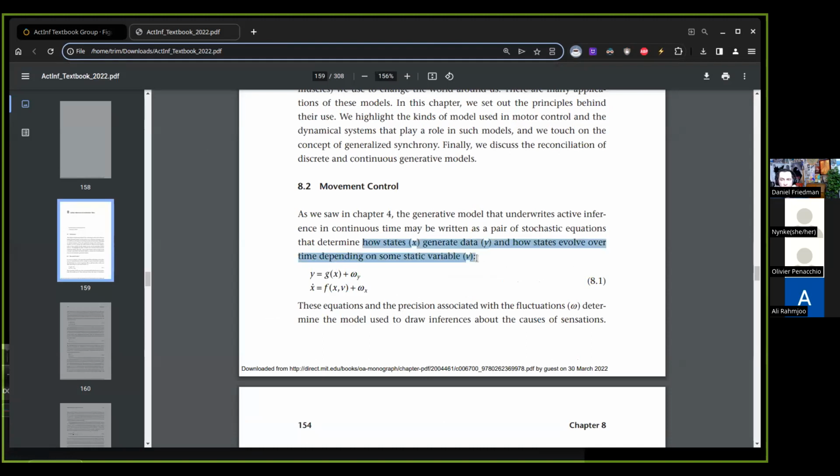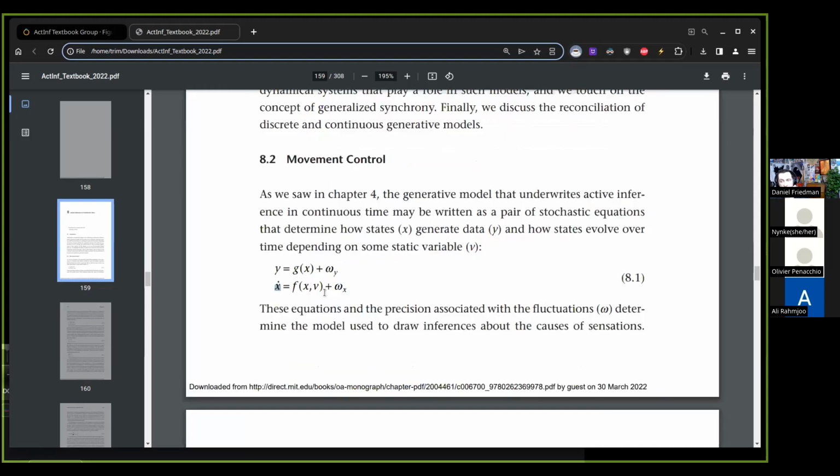Here are the Ito calculus type equations that Ali spoke to first. Observable states are a function g of hidden states. That's the flow, and some stochastic noise term about y, sensor noise. And then x dot, the rate of change in x, is a function of the hidden state at the current time and the causal forces on the system at that time, plus a fluctuation term on x.